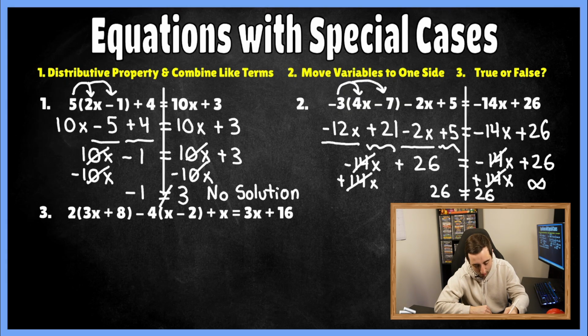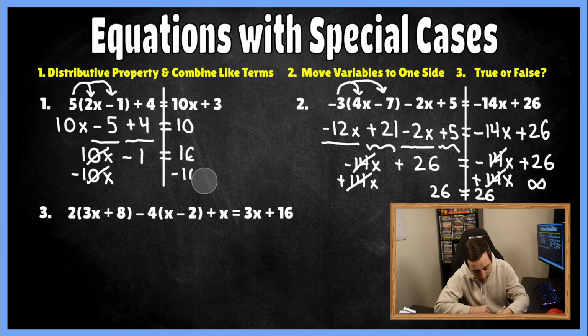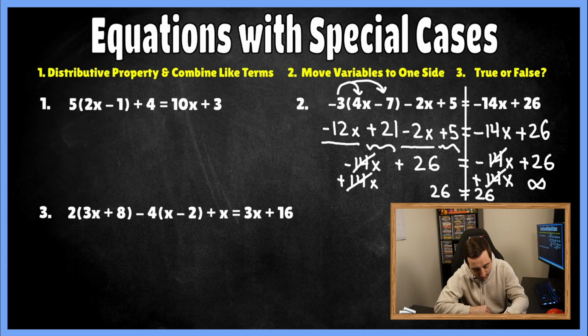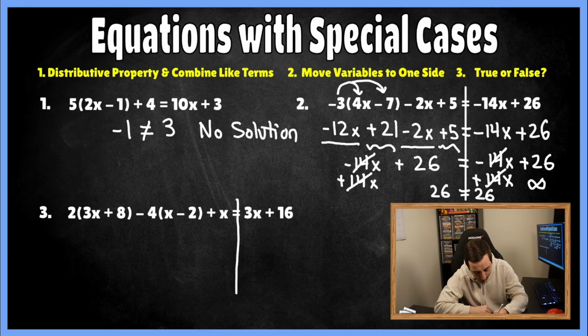So let's go ahead and draw our line. Actually, let me get rid of a little bit of this work here. That way we have some space for the distributive property. I'll just erase this and let's put negative 1 was not equal to 3 or no solution. And now let's go ahead and draw that line, separating the left and the right side. Can't combine 3x and 8, can't combine x and negative 2, but we do have two distributive properties that we want to do this time.